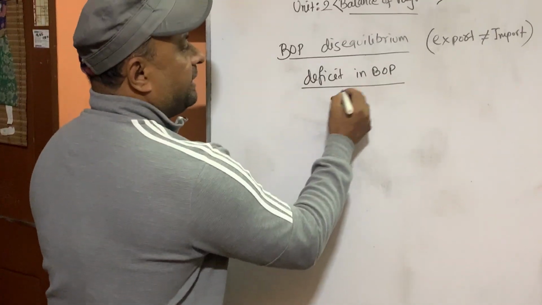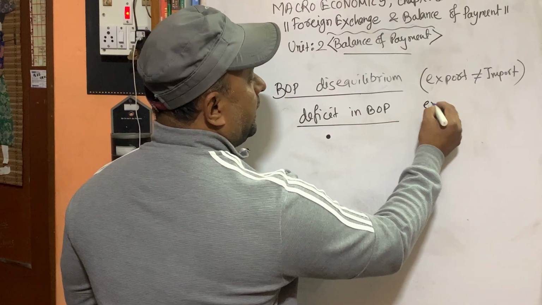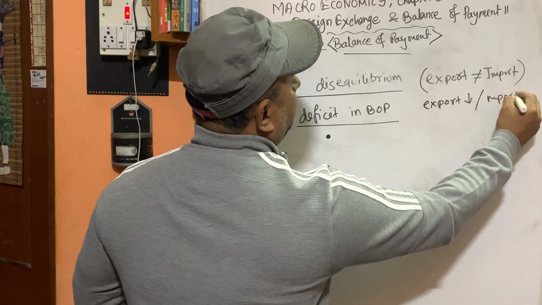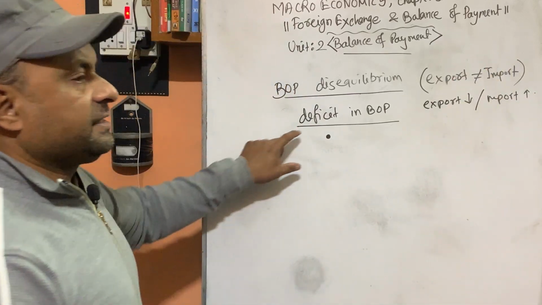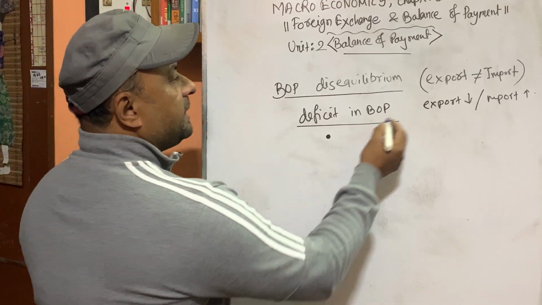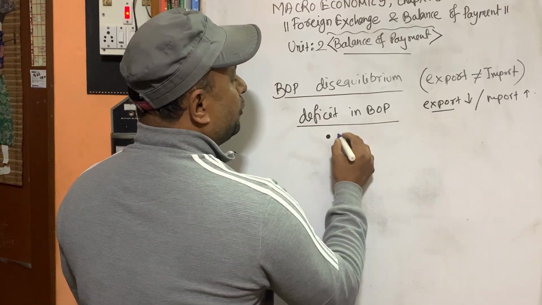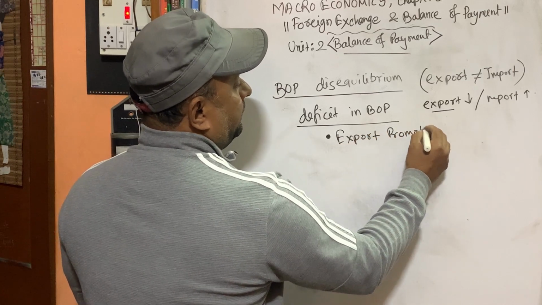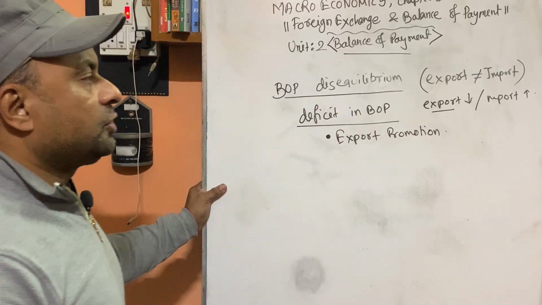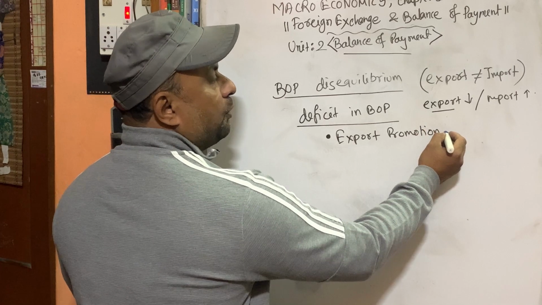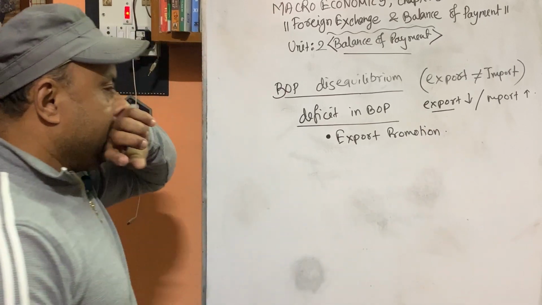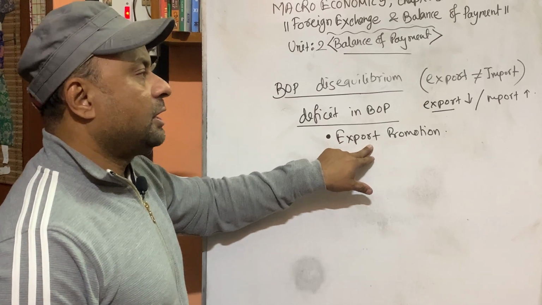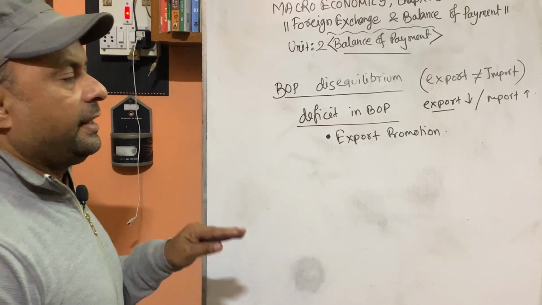First measure: when does deficit occur? When a country's export is less or import is more, then there occurs a deficit in BOP. So two main instruments: either we should try to increase our export. This is called export promotion. Export promotion means when we increase our export. Whatever we exported earlier, now if we can increase the production of those goods, we can increase our export, then automatically our deficit in BOP will be corrected.